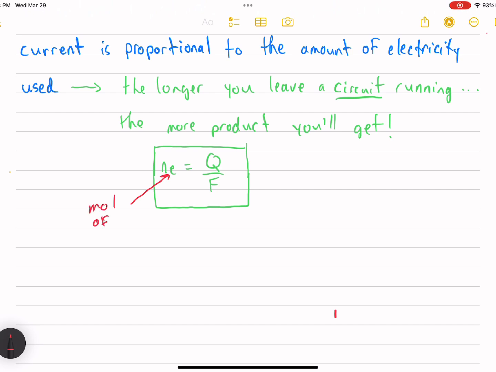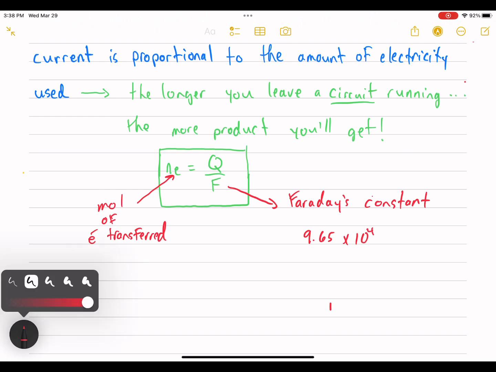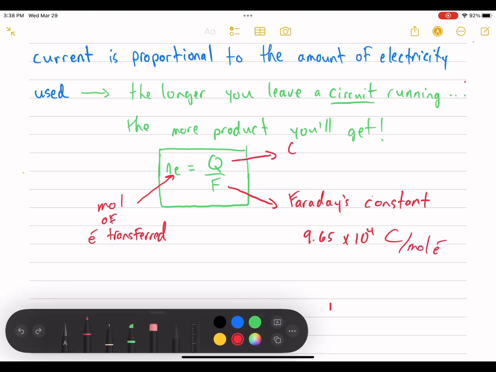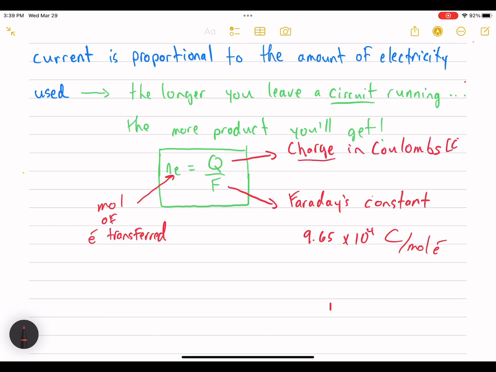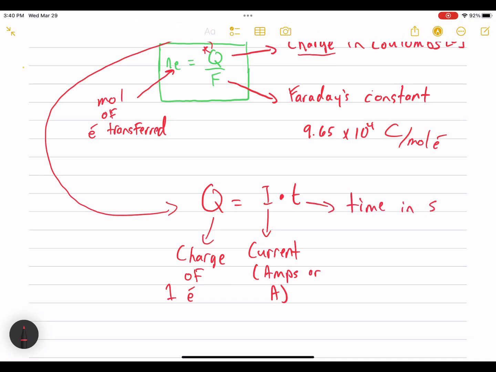Now, in mathematical terms, that would be equal to moles of electrons is equal to Q over F, where the Ne refers to the moles of electrons transferred, so that would be from the anode to the cathode. The F in the formula represents the Faraday's constant, and that is a number of 9.65 times 10 to the 4, and that's charge per moles of electrons. And the Q represents the charge in coulombs, where the Q is the charge of the electron, and that's equal to the current measured in amps multiplied with the time, which must be in seconds, and please keep that in mind.